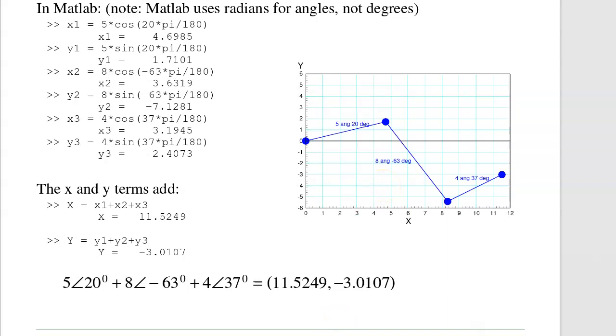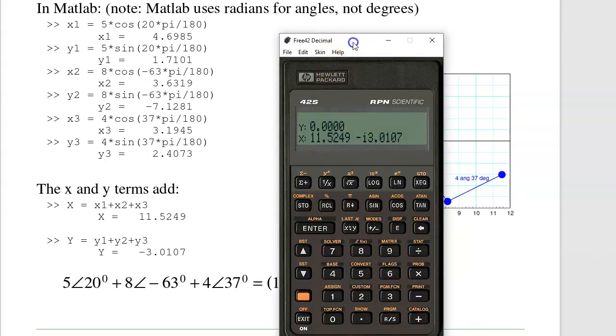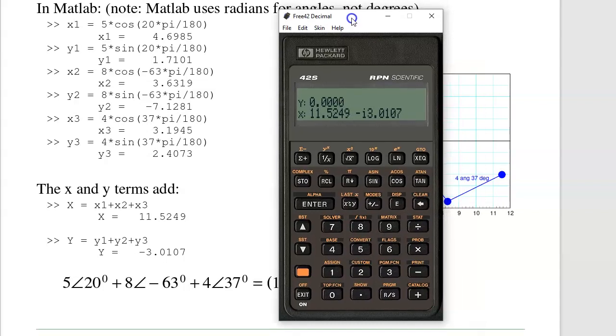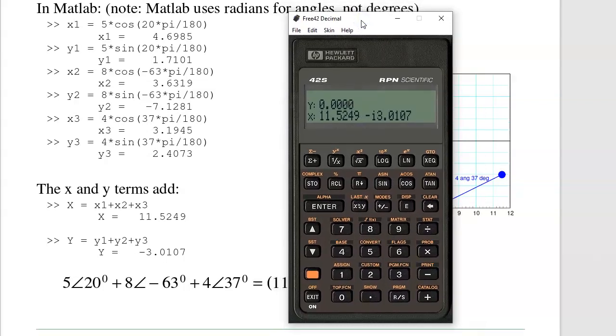There are other ways to do this. This is also where the HP calculator comes in. HPs are, in my opinion, the best calculator ever made. Basically, HP is a company made up of electrical and computer engineers, and not surprisingly, they make really good calculators for electrical and computer engineers. Now, HPs are a little bit different. They've got a learning curve. There is no equals button.